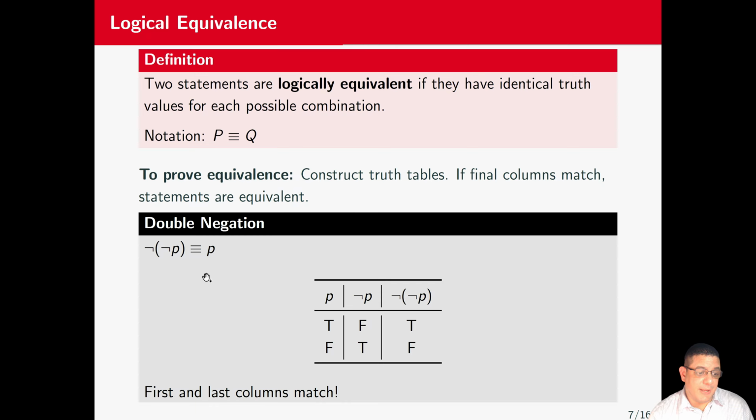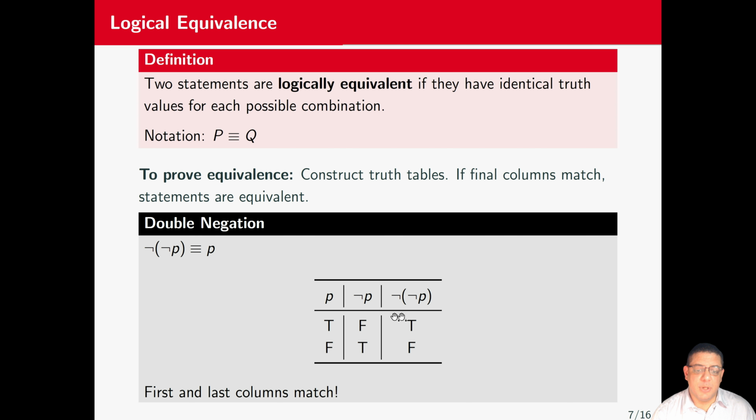The easiest example of that is the double negation. Negation of the negation of P is just P. And you can check that that is true because if you take P and negate it, the true or false values are going to change to false and true. But if I negate that again, then the values revert back. So notice that P and the negation of the negation of P have the same truth values. And so because the first and the last column match, these are equivalent statements.